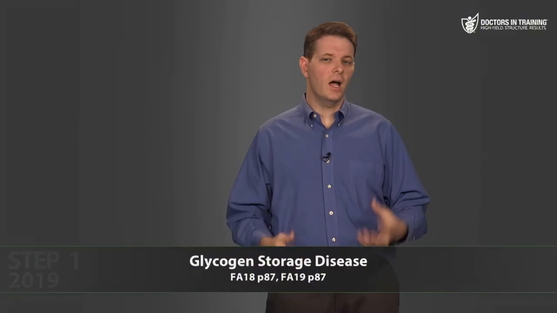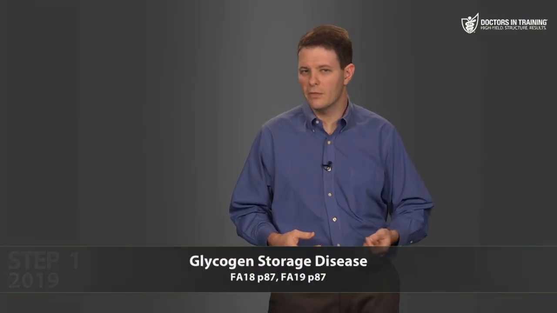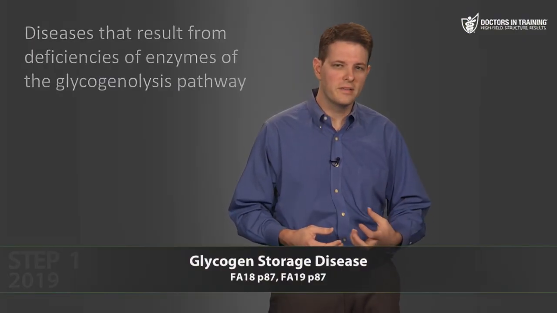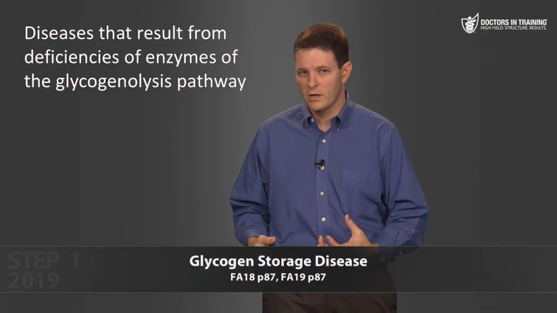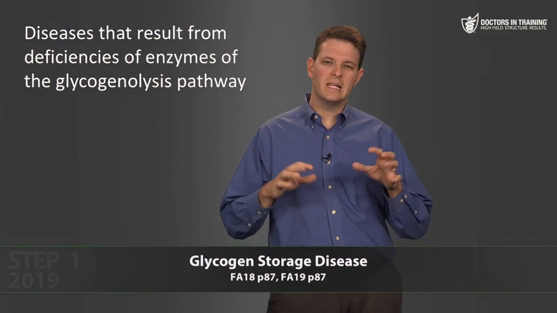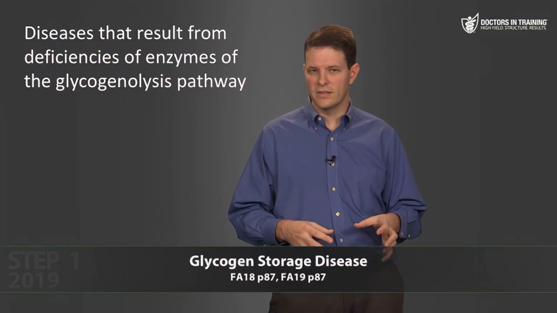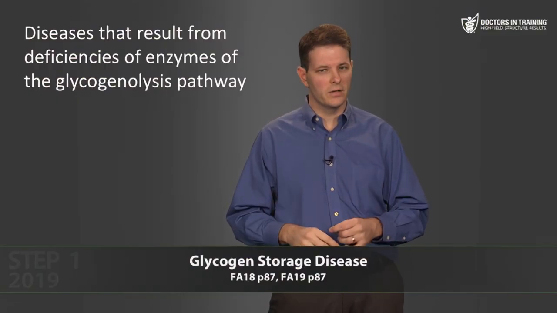When we discussed glycolysis, we talked about diseases that result from deficiencies of enzymes in the glycolytic pathway, such as pyruvate kinase deficiency. Well, there are also some diseases that result from deficiencies of enzymes of the glycogenolysis pathway. These are collectively called glycogen storage diseases. There are about 11 different glycogen storage diseases, but you only have to know 4 of them. But these 4 are very high yield.